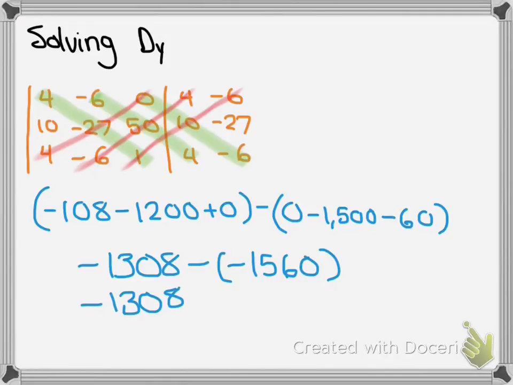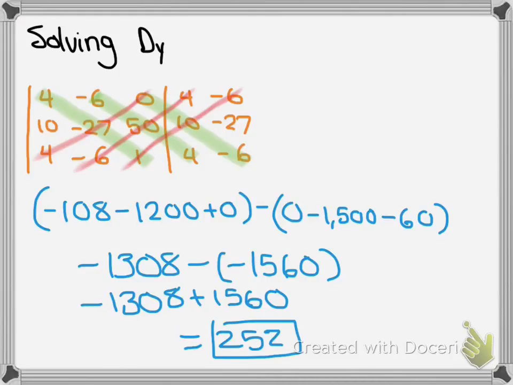So negative 1,308 minus negative 1,560. The signs change, so now it's negative 1,308 plus 1,560, which gives you the answer of 252.